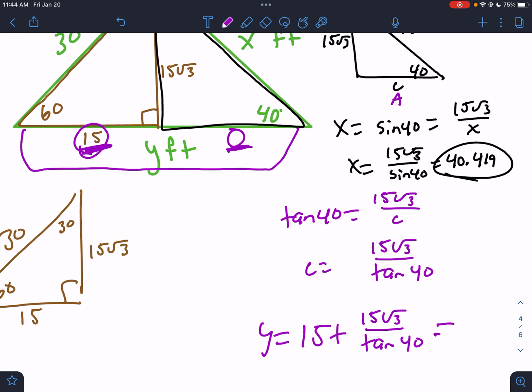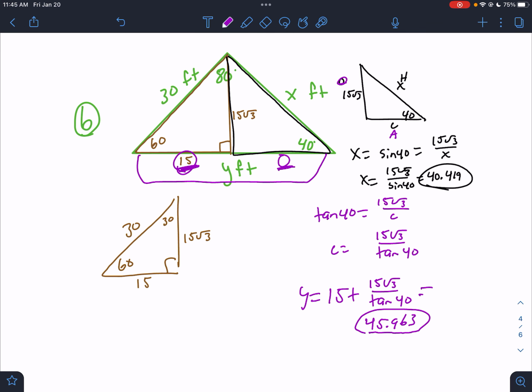Practice typing it in. So it would be 15 plus 15 root 3 over the tangent of 40. Oh no, I messed up. Okay, sorry. 15 plus fraction, 15 root 3 over tangent 40. And I get 45.963. Practice typing it in. There's that whole problem. Now I have X and Y.